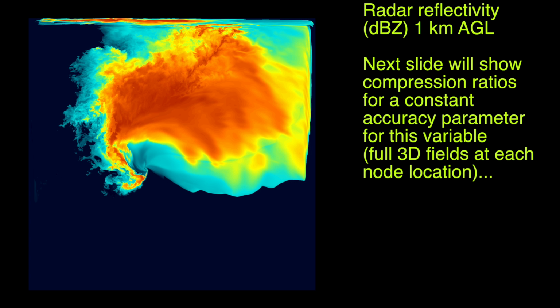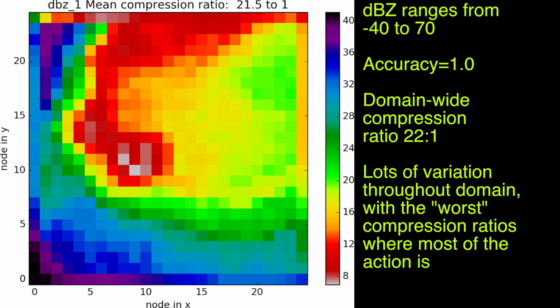So I'll show you this image first because I want you to compare it to the next slide. This is the reflectivity. This is like what you'd see on radar. The next slide is going to show you nodes on the X and Y axis, and in the nodes you're going to see the compression ratios. So these are the compression ratios. Each of these represents a file. This is averaged over 180 time steps, so it's been pretty good data.